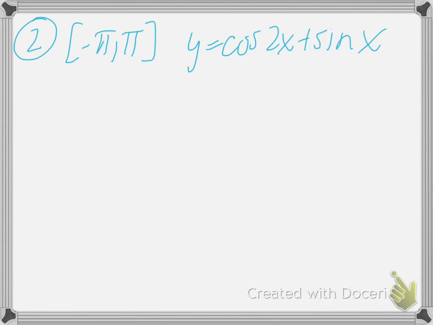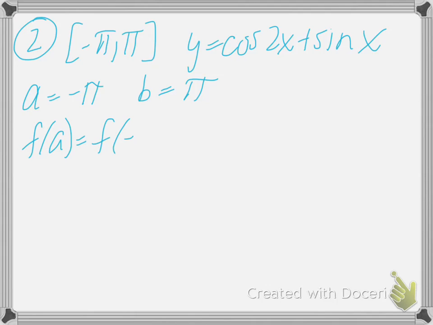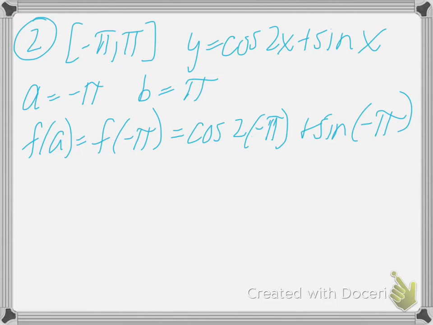Okay, this is number 2 now. Again, it's a mean value theorem problem. So we're just going to go through the whole thing because we don't know if this is Rolle's theorem or not. So a is negative pi, b is pi. So f of a is going to be f of negative pi, which is going to give me cosine of 2 times negative pi plus sine of negative pi.